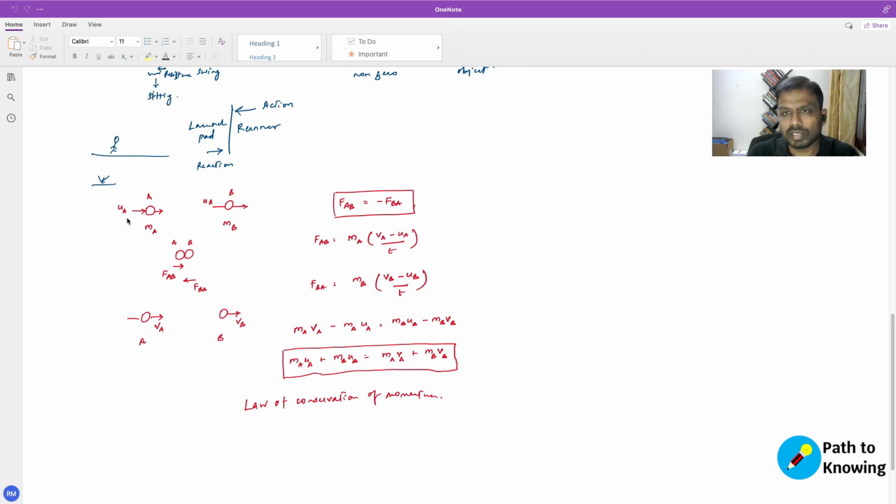When you say isolated system, it is a system that only has A and B. There is no object C, or anything else that is going to interfere. It is isolated. It just has A and B, and within that, the momentum is going to be conserved. The sum of their initial momentum will always be equal to the sum of their final momentum.